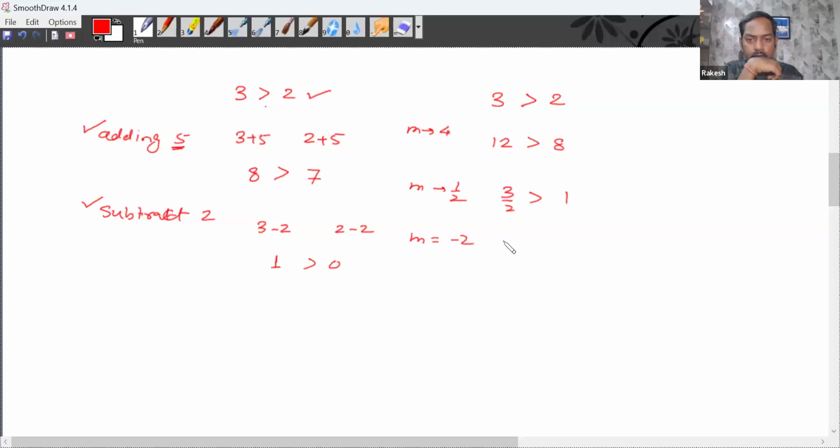Then this will become what? Minus 6. Minus 2 multiplied by 3 will give me minus 6. Minus 2 multiplied by 2 will give me minus 4. Now there is a change. This sign will reverse. Why so?